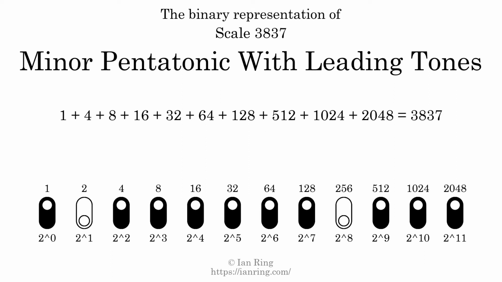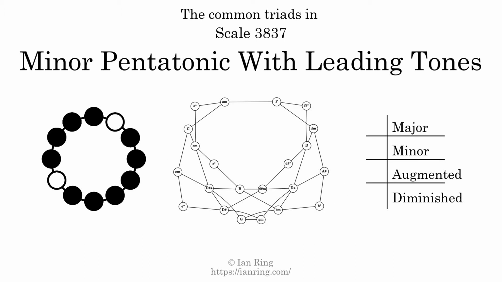3837. The scale number not only enumerates the scale with a unique index, but it also literally describes the tonal content of the scale. Represented as a binary number in base 2, the scale number is 111011111101. Here are the common triads present in this scale.